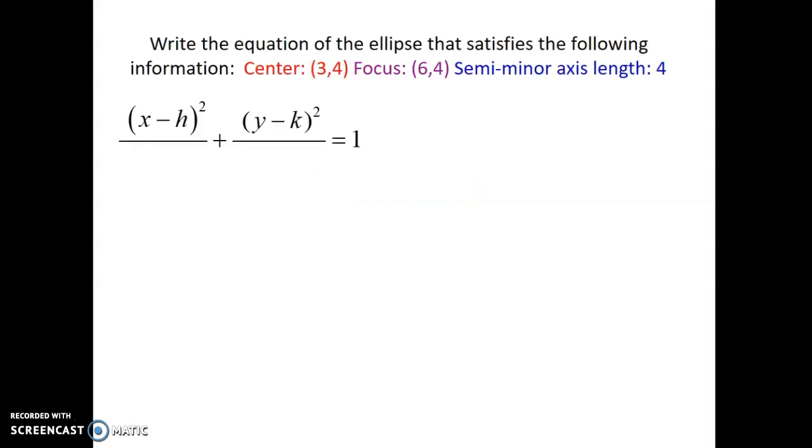Here's the setup for all ellipses. We've even put in more information because we know where the x and the y are going to be. They're in order alphabetically, and then what's going to change is the a and b. In this case, you're given the center point, a focus point, not both, and the semi-minor axis length. That's the shorter of the two lengths, as the longer one is called the major axis length.